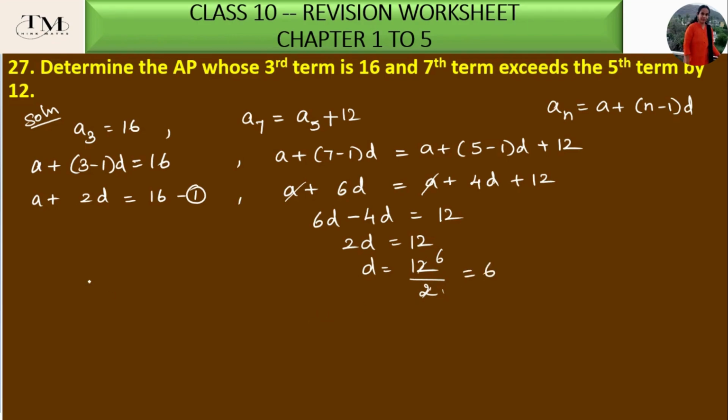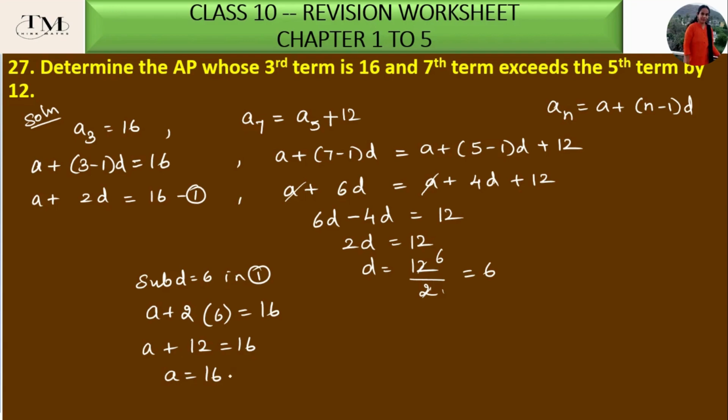So we can substitute D is equal to 6 in 1. So if we substitute D is equal to 6 in 1, you will get A plus 2 into 6 equal to 16. Okay. So A plus 2 sixes are 12 equal to 16. Then A will be equal to 16 minus 12, since 12 changes sign. So 16 minus 12 is 4. So we got A is equal to 4 and D is equal to 6.